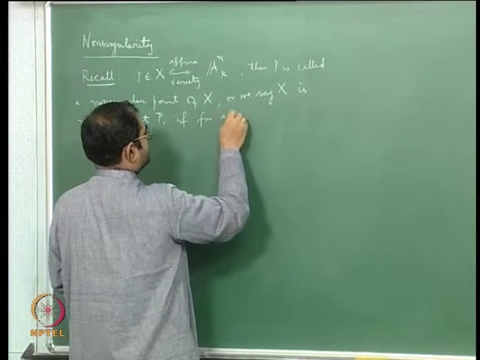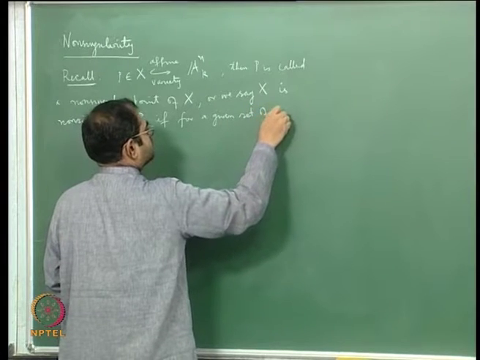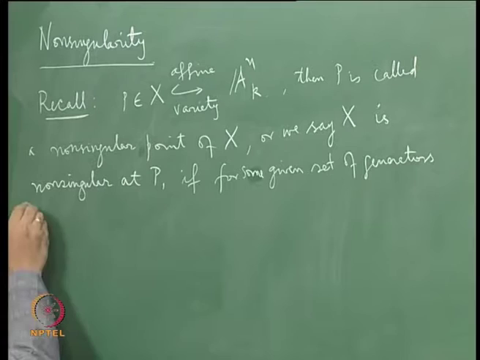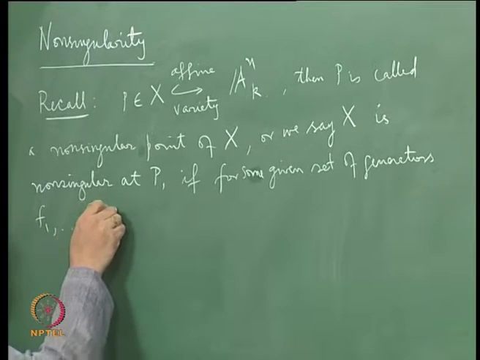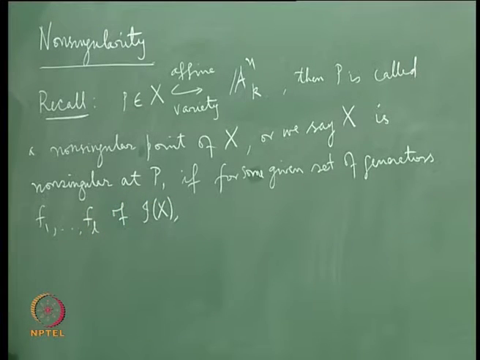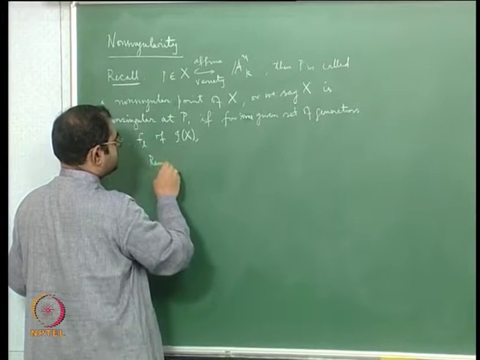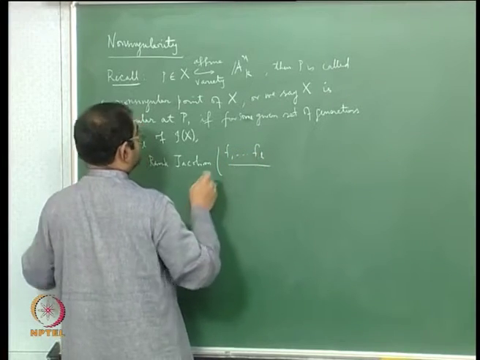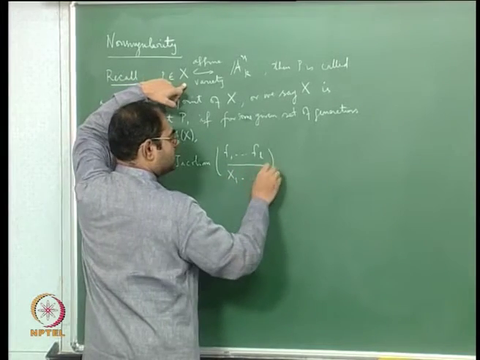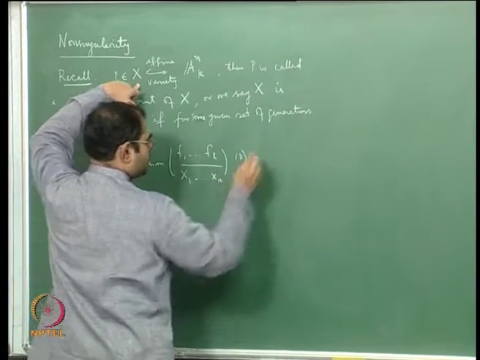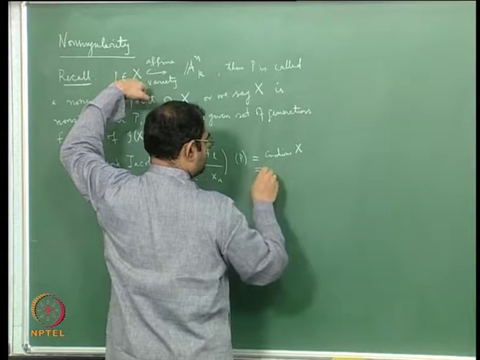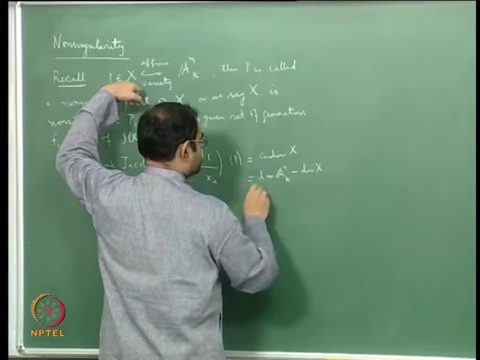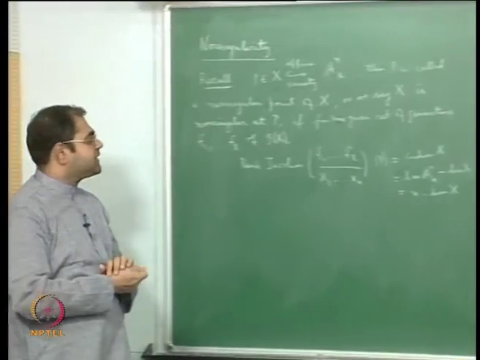We say X is non-singular at P if for some given set of generators F1 etc. Fl of the ideal of X, the rank of the Jacobian matrix of F1 etc. Fl with respect to the variables x1 etc. xn at the point P is equal to the codimension of X, which means the dimension of the ambient affine space minus the dimension of X, which means it is n minus dimension of X, okay. So this was the definition of a non-singular point.